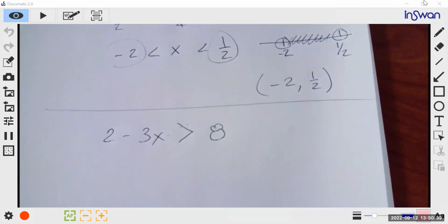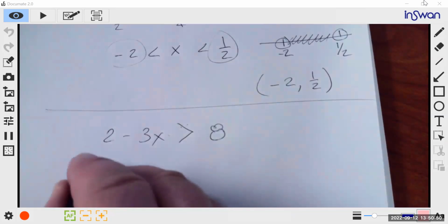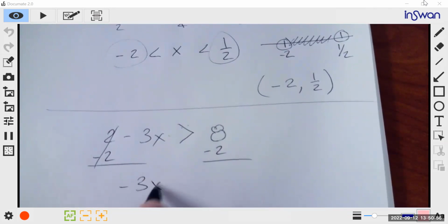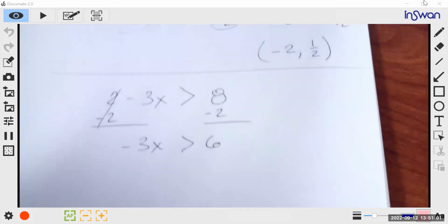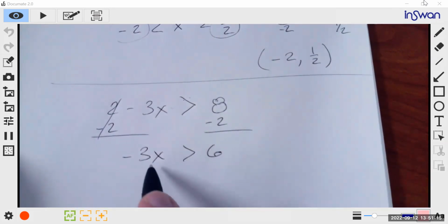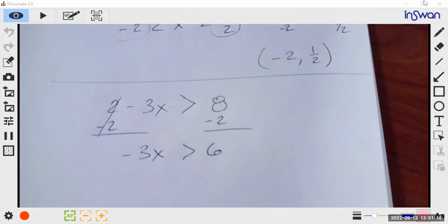I didn't mean to make it so hard. So on this one, what do you do first? Get rid of the 2. How? So negative 3x. 8 minus 2 is 6. Now we have a problem, because there's a negative in front of that 3. Let me show you what's going to happen. Right now it says that negative 3x is greater than 6.